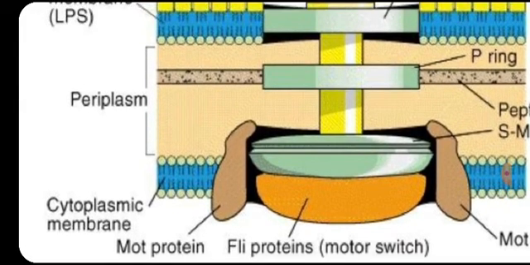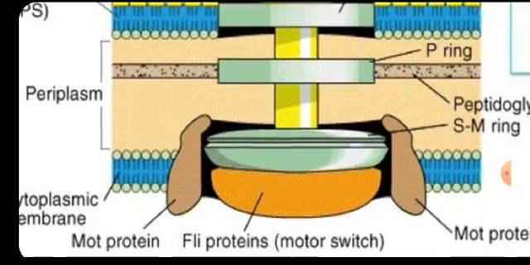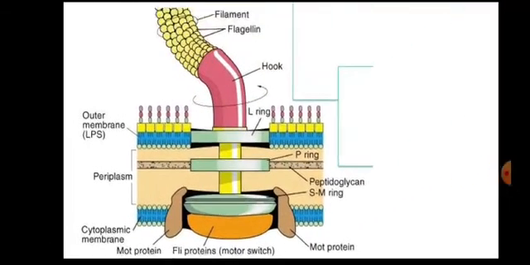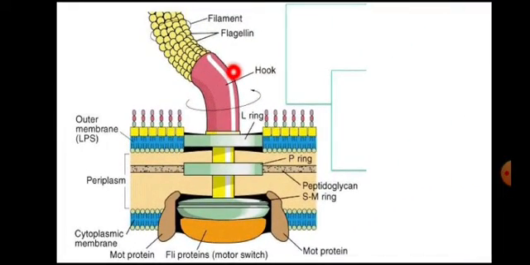These are the accessory proteins which support these S and M rings. This is MotB protein and FliG protein. So we are not going into the details of that. What you need to remember is this structure: filament, which is made up of flagellin, hook, then this basal body, which consists of L, P, S and M with central rod.